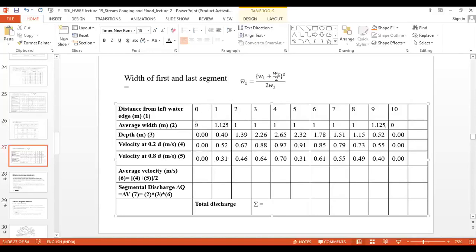Then after getting this average width, you have to calculate average velocity, the 0.2d and 0.8d values, and you have to take the summation of those two and divide by 2. So first will be 0, then next will be 0.52 plus 0.31 by 2, that is 0.415, means 0.42 will be there. So likewise you have to find out all the answers and the corresponding discharge.